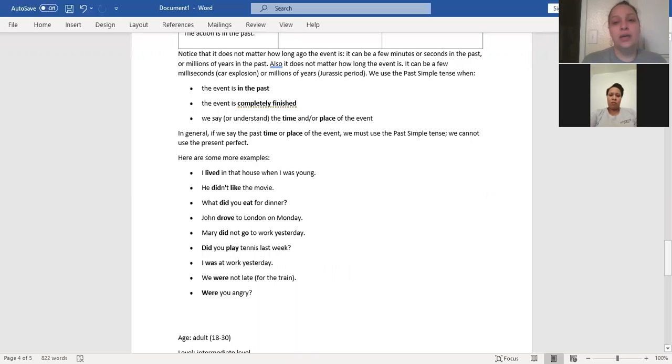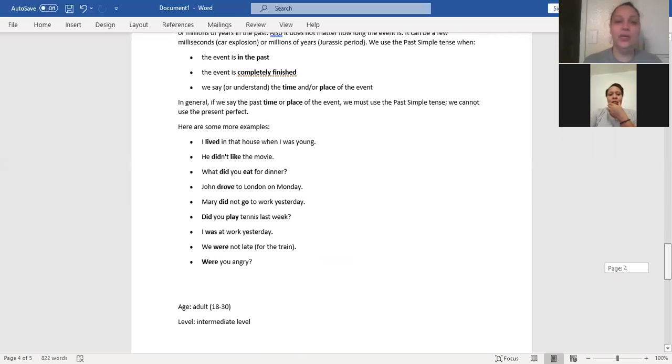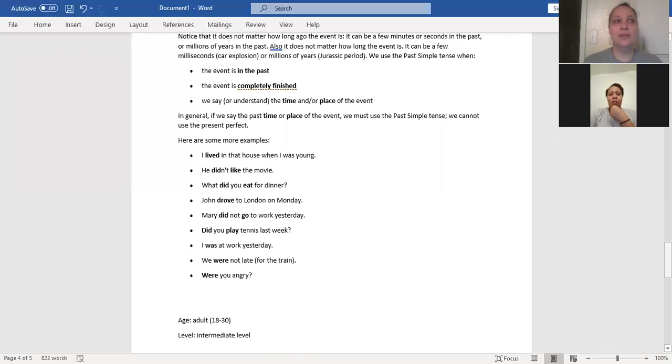We use the past simple tense when the event is in the past, the event is completely finished. We say or understand the time and or place of the event. This would be an example of a situation that is ongoing. You wouldn't use this in a phrase of something that you do every day because it's not finished and it's not completed. In general, if you say the past time or place of an event, we must use the past simple tense. We cannot use the present perfect.